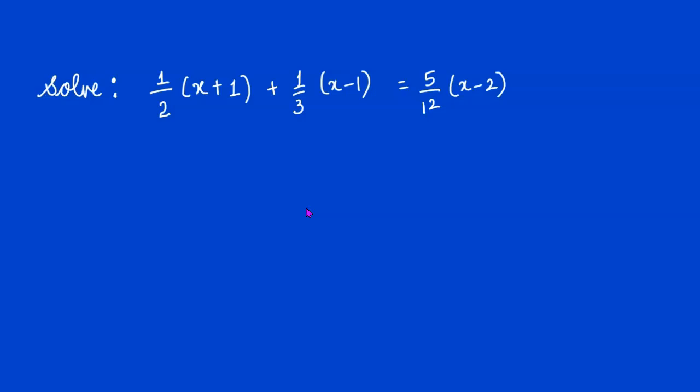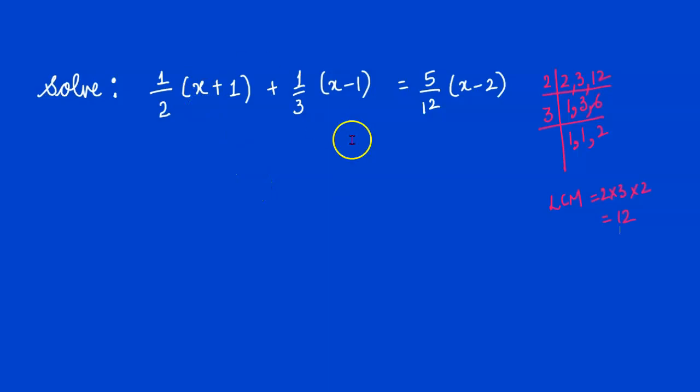So how can we get rid of these fractions 2, 3 and 12? One way to get rid of them is to multiply each term by the LCM of 2, 3 and 12. So let's find out the LCM. So here the LCM is 2 into 3 into 2, that is 12. Now 12 is the LCM. Let's multiply each and every term with 12.